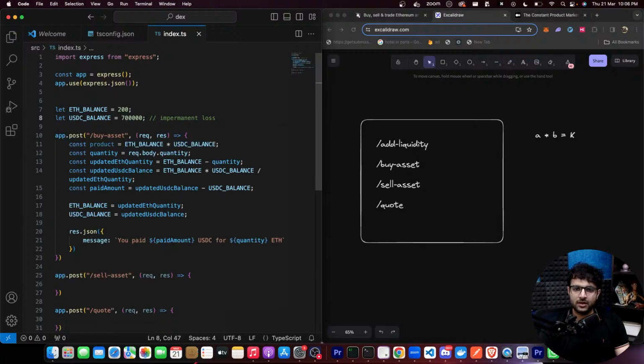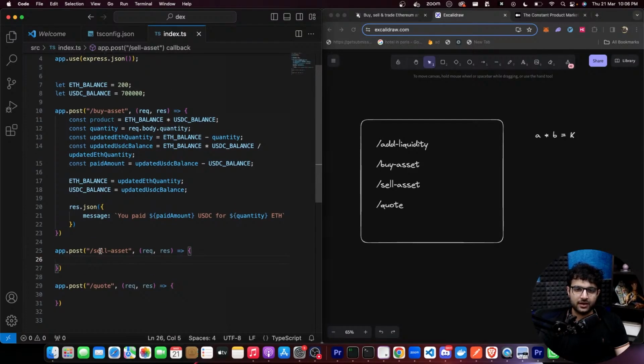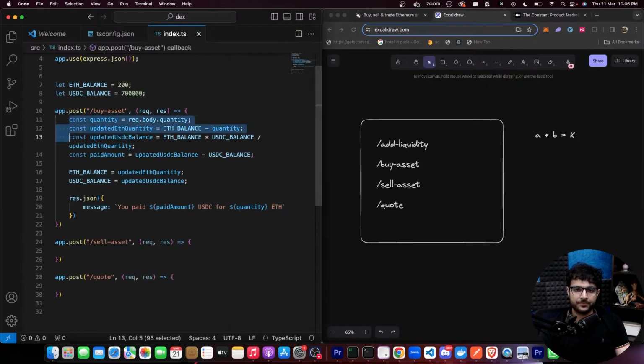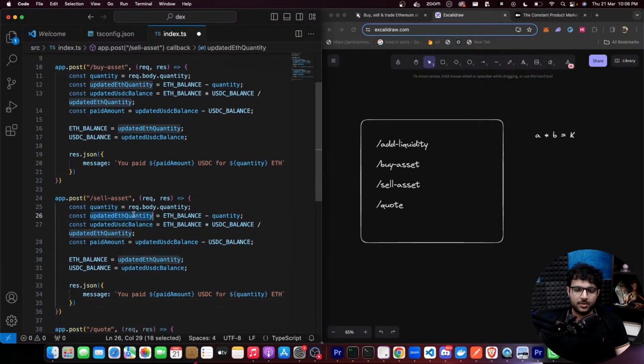Let me remove this. That's for buying an asset. Selling an asset should be fairly straightforward, very similar. Okay, you don't need this. Quantity equal to this thing, updated USDC balance equal to USDC_balance minus quantity. Updated ETH balance, quantity doesn't matter, equal to ETH balance divided by updated USDC balance.